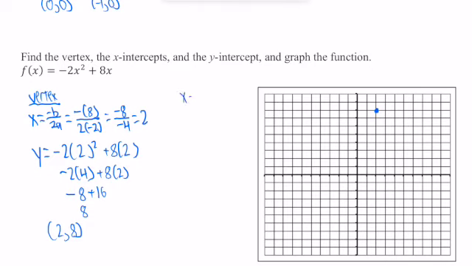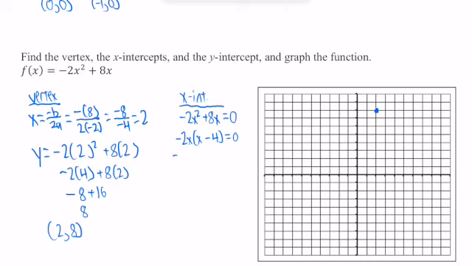To find the x-intercepts, we set the function equal to 0. Negative 2x squared plus 8x equals 0. I always like when I'm factoring something when that highest powered term has a negative coefficient, I like to factor out a negative. It's okay here if you factor out 2x or negative 2x. I'm going to go ahead and factor out a negative 2x. Negative 2x squared, when you factor out a negative 2x, you're left with x. 8x, when you factor out a negative 2x, you'd be left with minus 4.